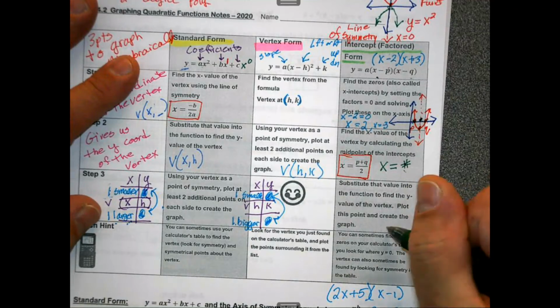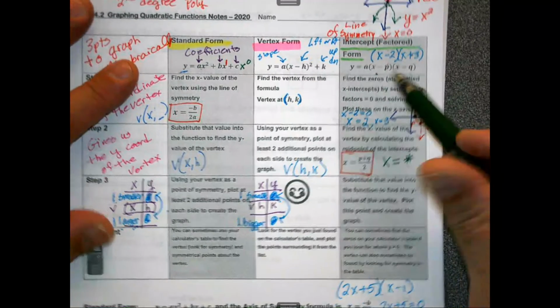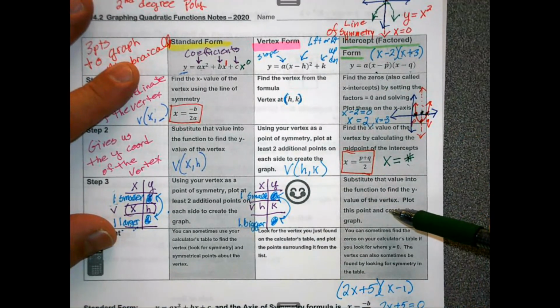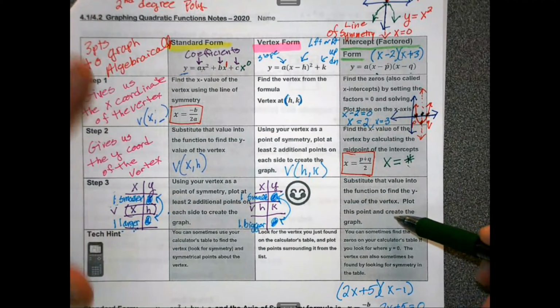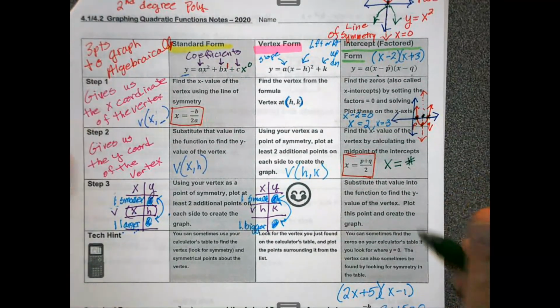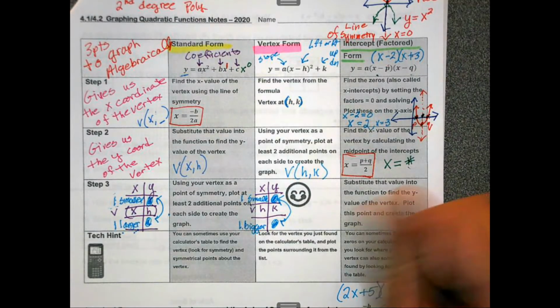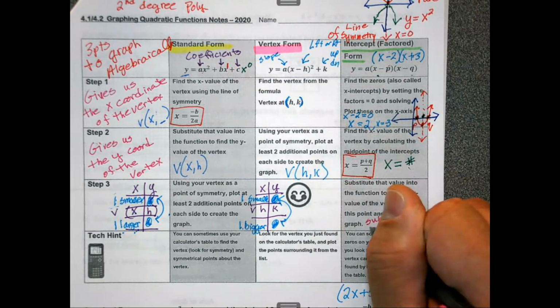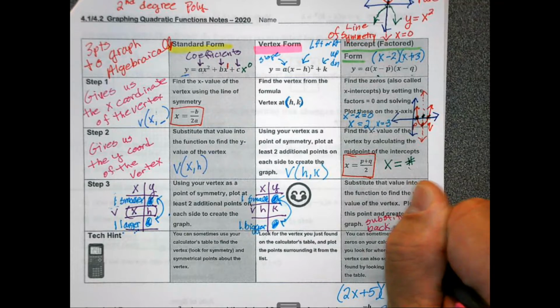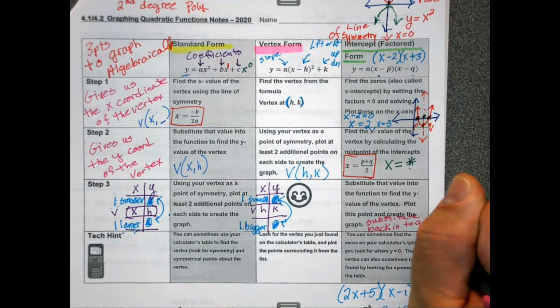Okay, so I know it sounds complicated for the intercept form, but when we see it in action, it's not that bad. And it's really one of the most common real life situations that you have. Ready for some examples? So I'm going to just put on here, substitute back in to get the y value.